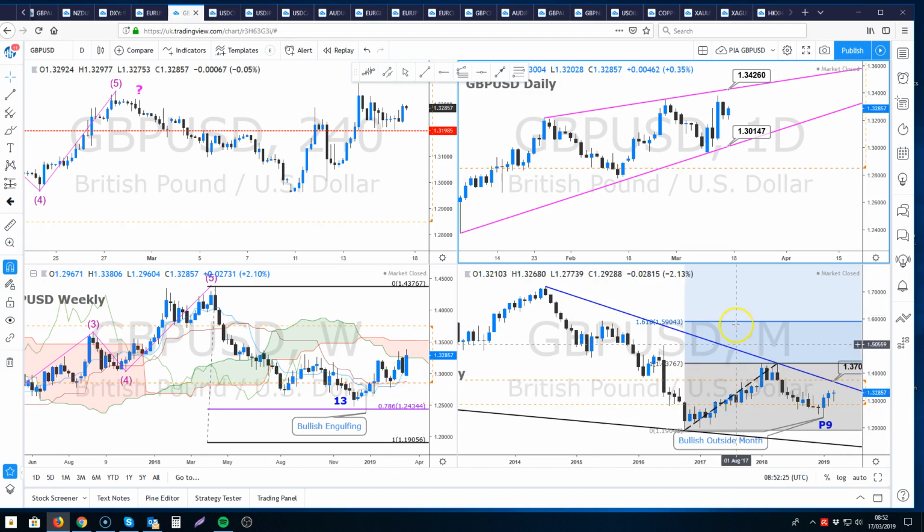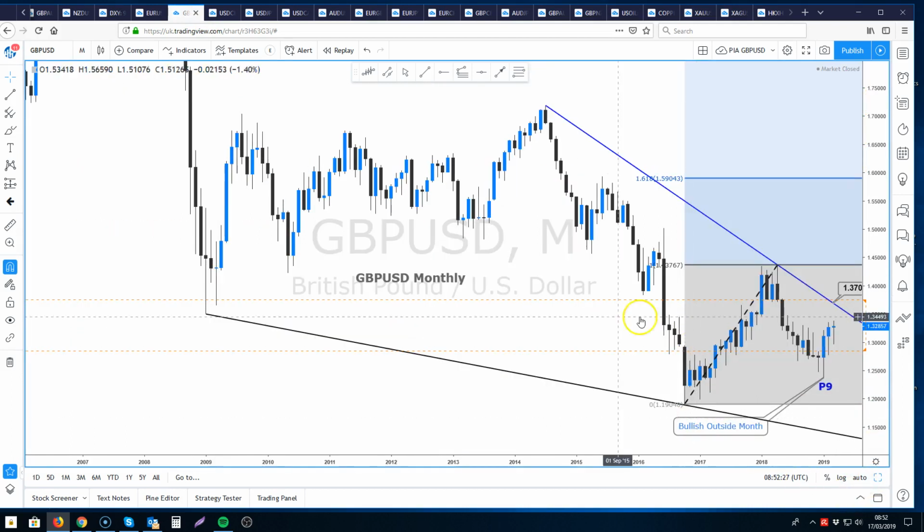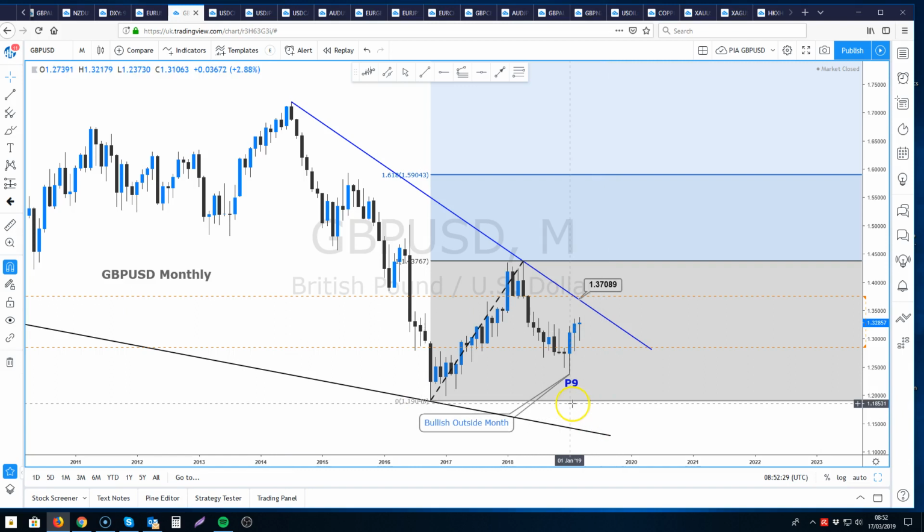Cable. Let's break down the big time frame here. This is the monthly time frame, an outside bar. These are also known on a monthly chart as an acute monthly reversal candle. But there's obviously a hell of a lot going on in the UK. Political turmoil, to put it lightly.